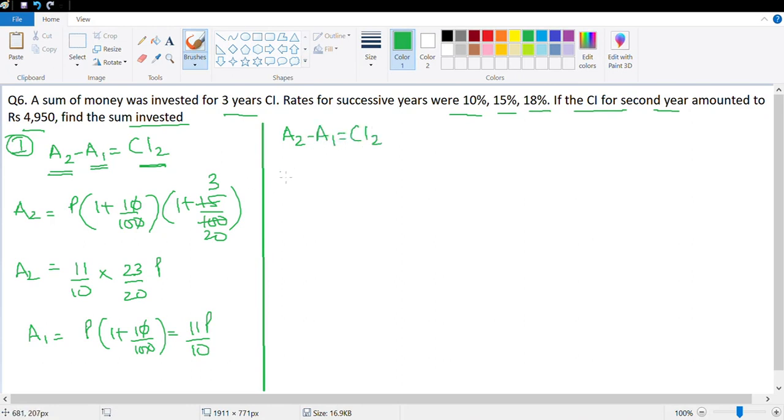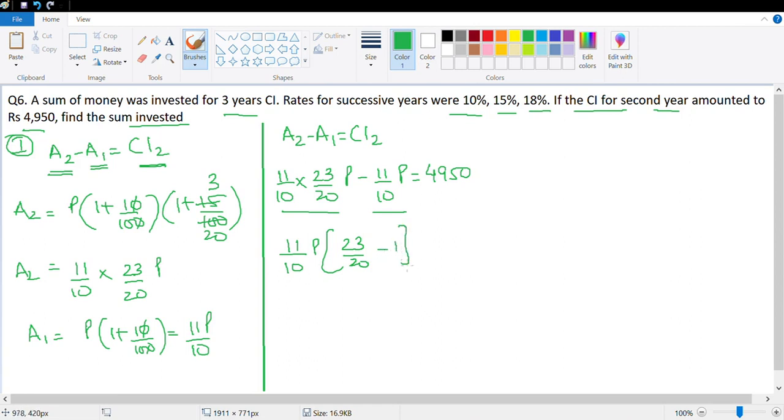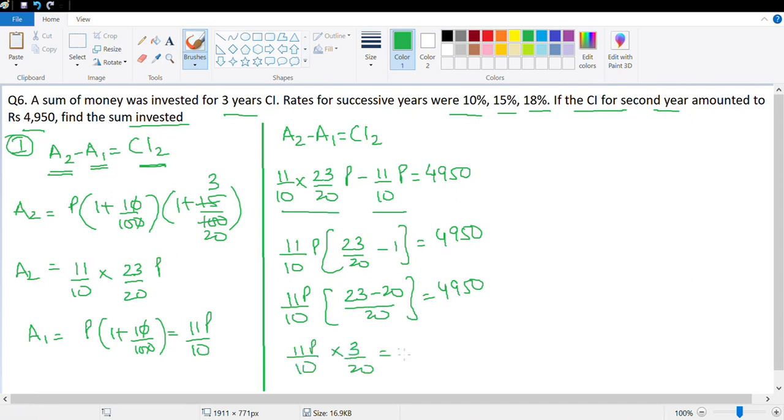In this case 11 upon 10 multiplied with 23 upon 20p minus 11 upon 10p is equal to 4950. Anything common between these two? Yes, 11 upon 10p is common. So let's take 11 upon 10p common. What we have here is (23 upon 20 minus 1) equal to 4950. Yes, 1 remains here. That will be 11p upon 10 multiplied with (23 minus 20) upon 20 is equal to 4950. That's 11p upon 10 multiplied with 3 upon 20 is equal to 4950.